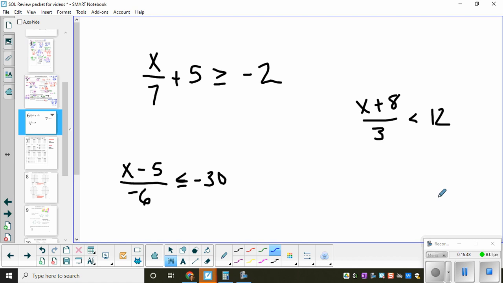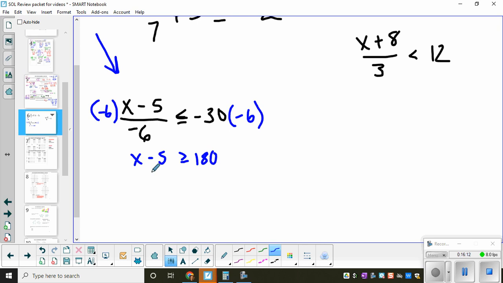All right, so just out of these three, if we're talking about when we would flip, we would only flip the symbol for this one, because when we solve, we have a negative denominator, and when we solve, we would multiply both sides by a negative 6. So here that would prompt us to flip the symbol. And then we have that the x minus 5 has to be greater than or equal to, and then this would be a positive 80, or 180, sorry, positive 180. And then you would just add 5 to both sides. And here you'd get that x is greater than or equal to 185.